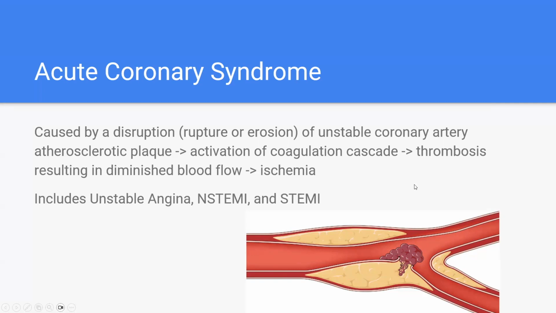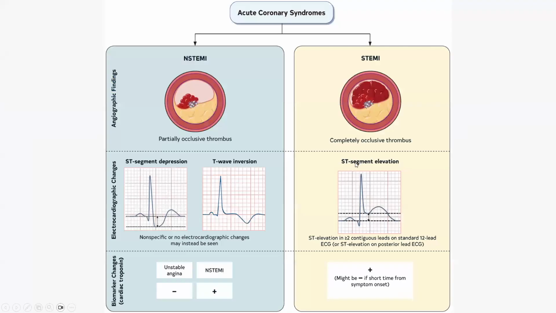ACS, including those STEMI and NSTEMI. Important to note that this can be dynamic, so you can have someone that's initially unstable angina, and they can progress to NSTEMI and STEMI. So important to keep reassessing. So kind of saying more of the same here, just a different way.